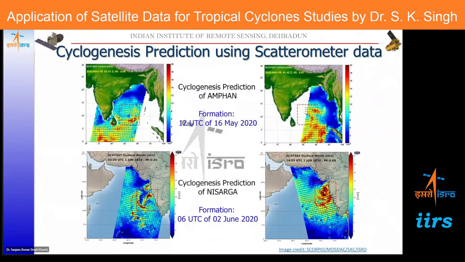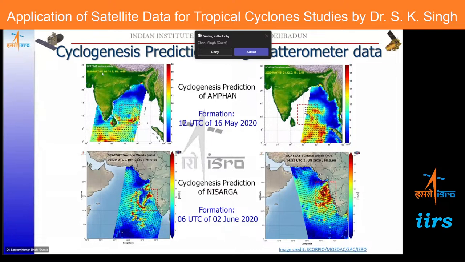So using this criteria, they have predicted many cyclogenesis in real time. Some of the results I have kept here. You can see this image. This is the matching index for the Amphan cyclone. The Amphan cyclone formed on 16 May 2020 at 12 UTC.